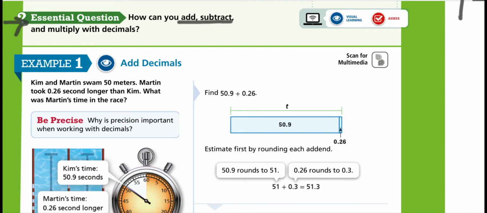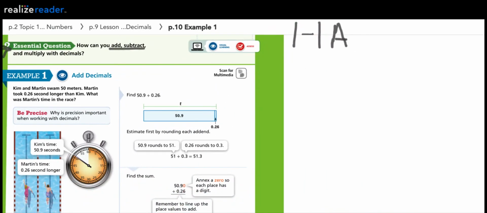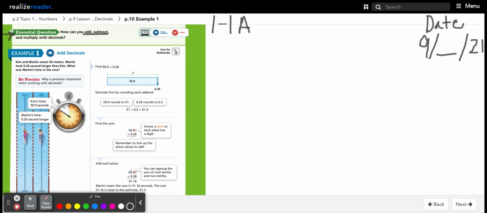Okay, so looking at this question, there's some extra information here that we don't need. The extra information is that they swam a 50-meter race. We don't need to know how many meters long the race was. Now, let's read the next part. It says Martin took 26 hundredths of a second longer than Kim. So that means that Martin was swimming longer than Kim.